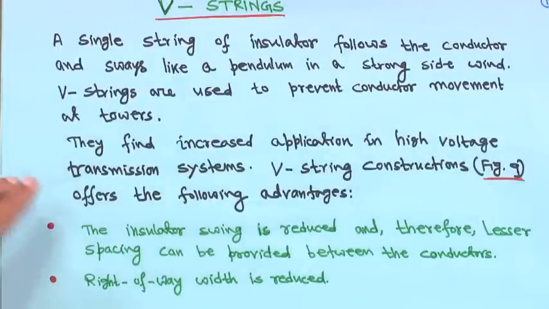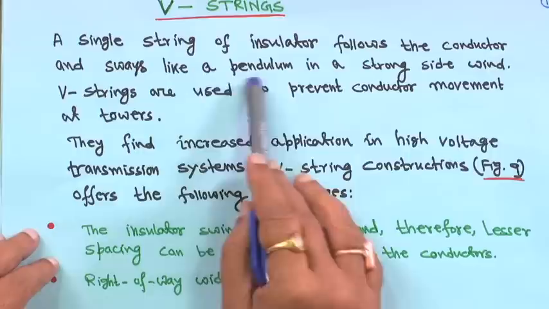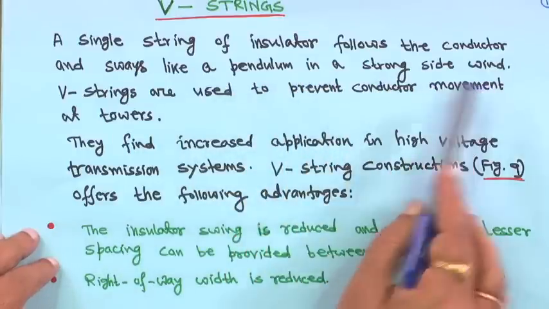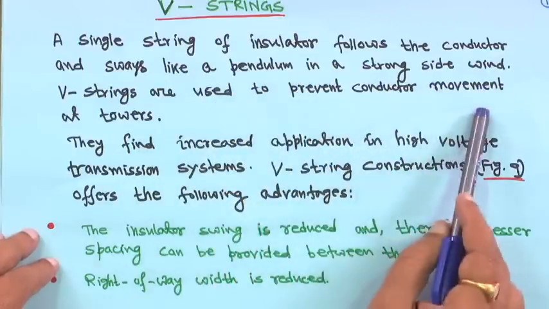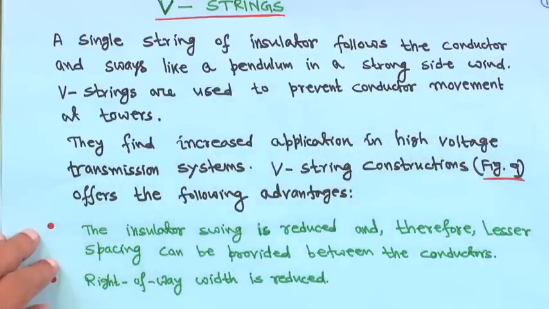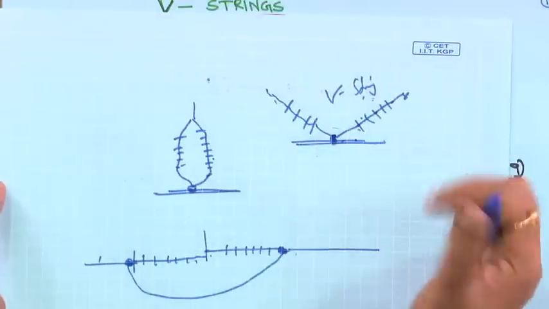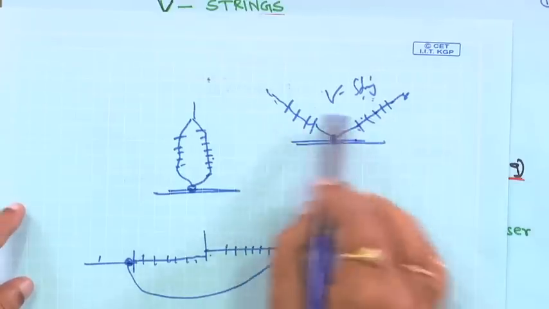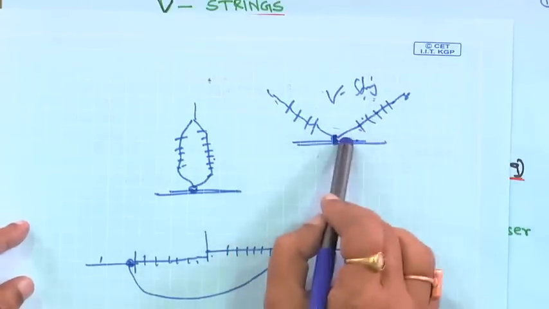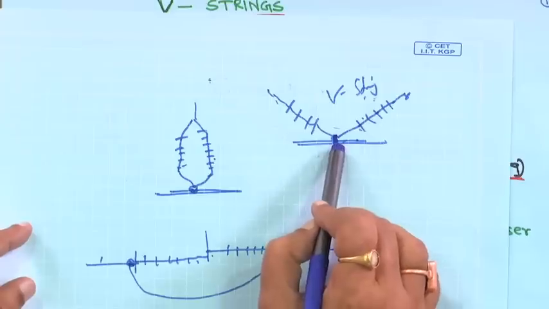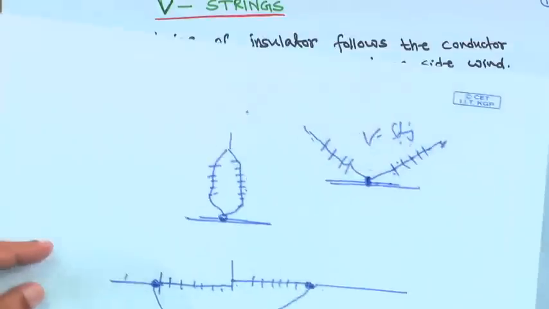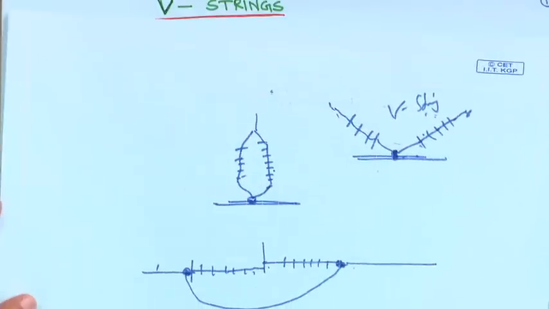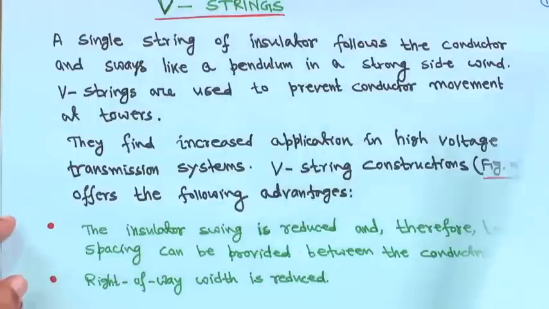So, the advantage of this is that a single string of insulators follows the conductor and sways like a pendulum in a strong side wind. So, V strings are used to prevent conductor movement at towers, right. If it is connected like this, with insulators on both sides, it will balance that. So, conductor swing will be very little, minimum. That is why you can also observe this V string connection, I have seen it in many places, right.